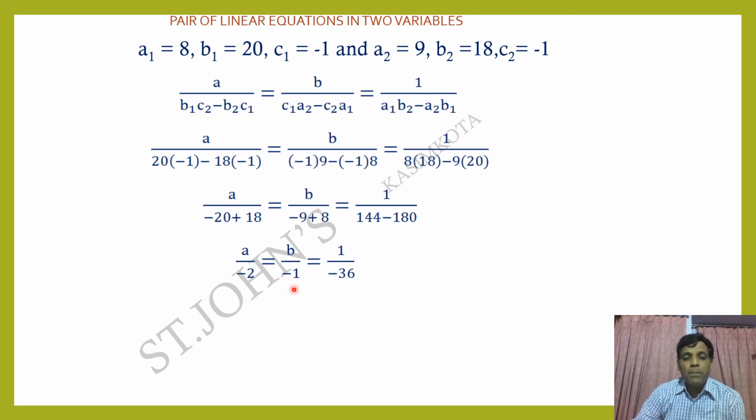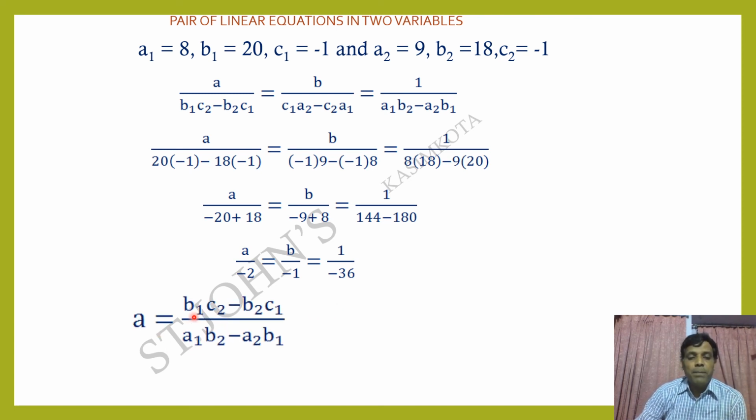Okay, so how to find the b value? The denominator of b by the denominator of the constant, -1 by -36. Okay, write down the values. Here a equals b1 c2 minus b2 c1 by a1 b2 minus a2 b1. So b1 c2 minus b2 c1 value is -2 by a1 b2 minus a2 b1 value -36. a equals -2 by -36. Minus cancels, 2 ones are 2, 2 eighteens are 36. a equals 1 by 18.